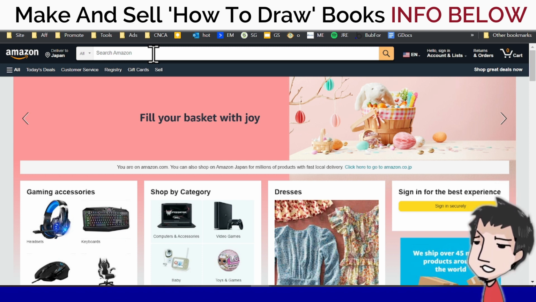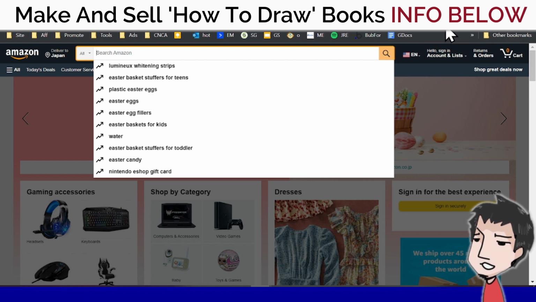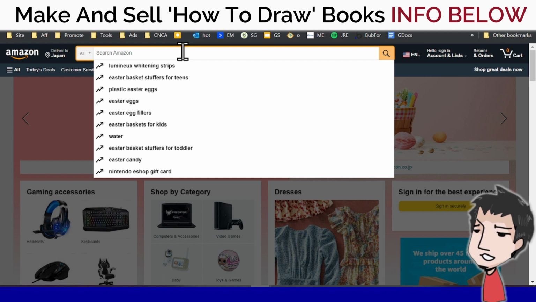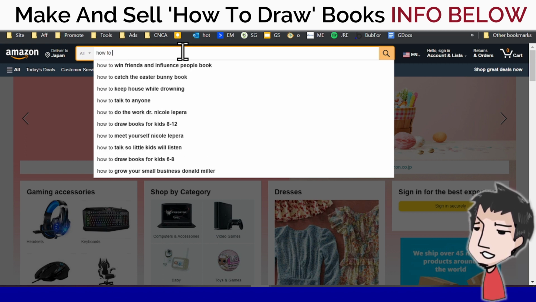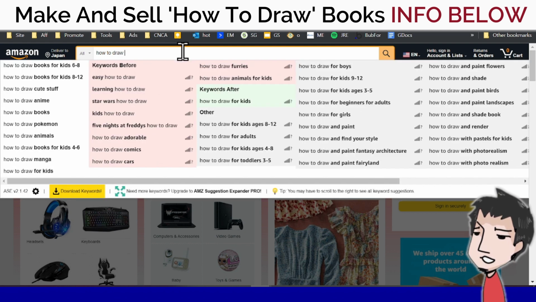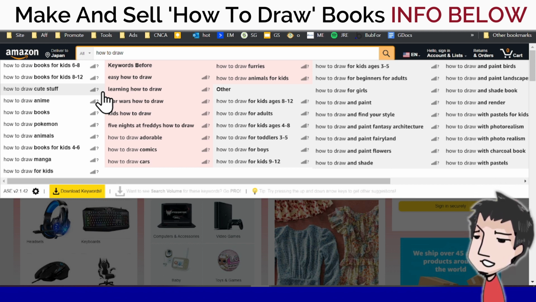Really important step. Okay. Now, what you want to do is click in here, and you have your AMZ Suggestion Expander enabled in incognito mode. You're going to want to put in "how to draw." Once you do that, you're going to see a bunch of options show up. Now, these options, they're not bad, they're not the best. And I'm going to explain how to find the niches that are actually going to earn for you.